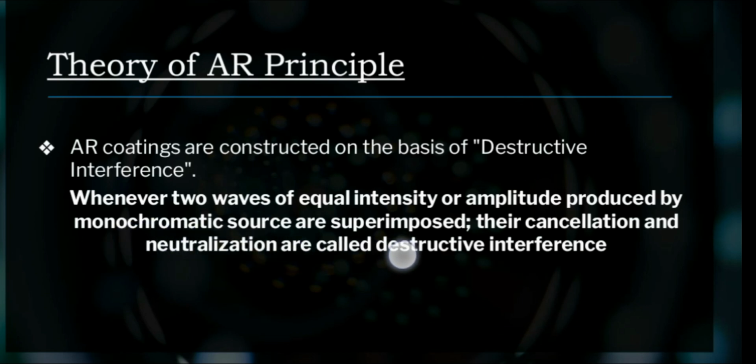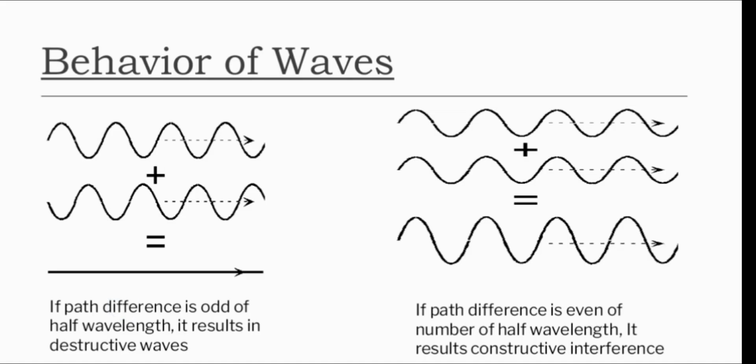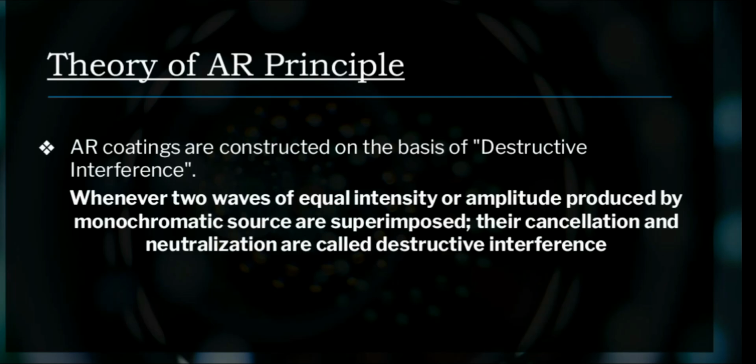Whenever two waves of equal intensity or amplitude are produced, over here you can see the amplitude is from this point to the height. When two waves of equal intensity and amplitude produced by a monochromatic source are superimposed, right? Monochromatic source of light means that the light is coming from a single point source. So if they have equal intensity and equal amplitude and come from a single source, and they are superimposed on each other, their cancellation and neutralization is called destructive interference, right?